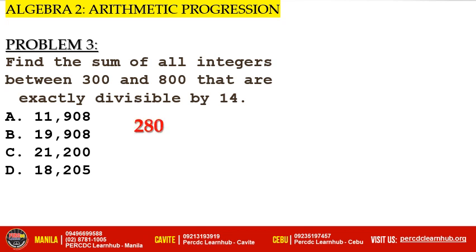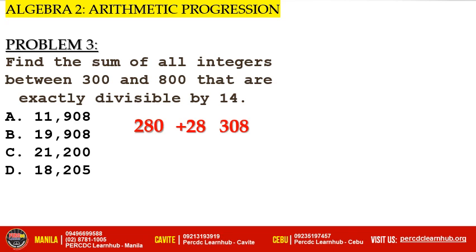Okay? So, 280 yung pinakamalapit. Kaso nga, si 280 hindi kasali kasi nga, between 300 and 800 yung tinatanong. So, kung mag-a-add ako ng 28 dyan, in which we know na yung 28 ay divisible by 14, magiging 308 siya. Therefore, yung first number na between 300 and 800 na divisible by 14 ay 308. Yan po yung first term natin.